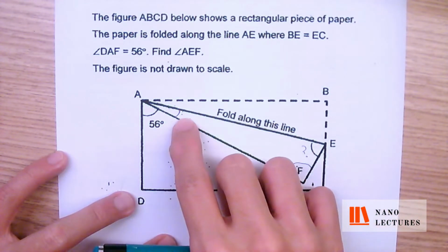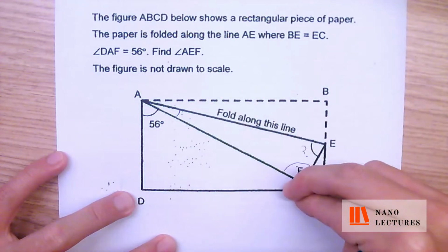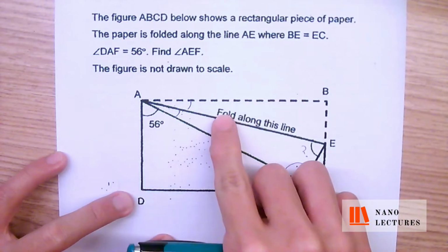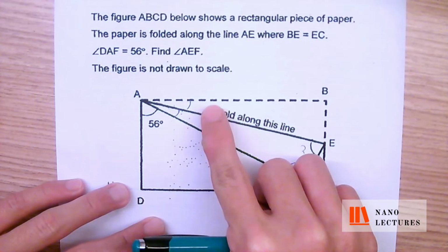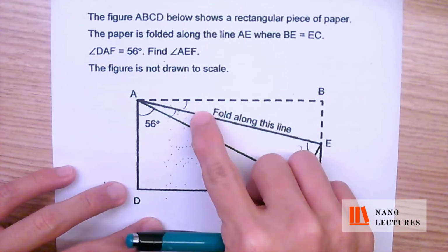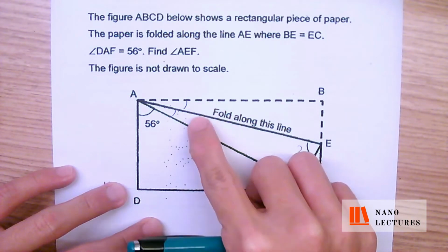Now, how do we find this one? Remember, previously I taught you that if you fold a piece of paper, this angle will be the same as this angle. I've already proven this in the previous video, so I'm not going to prove it again this time around. If you want, you can go and watch the previous video, where I proved that if you fold the paper, these two angles will definitely and must be the same. Okay, so how do we find this one?